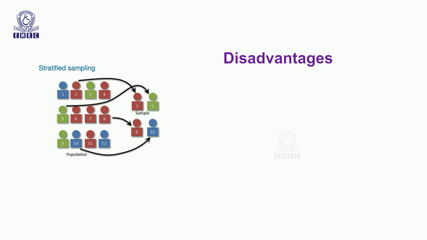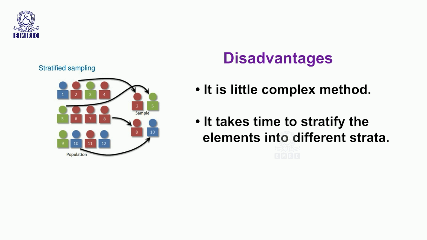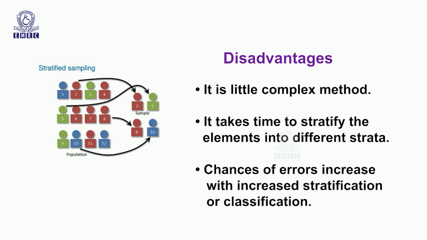Stratified random sampling has its own disadvantages. The first one is this method is a little bit complex. It takes time to stratify the elements into different strata. And the chances of errors increase with the increased stratification or classification.